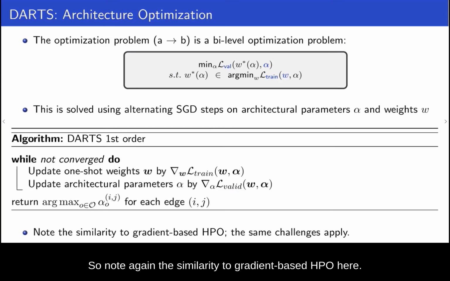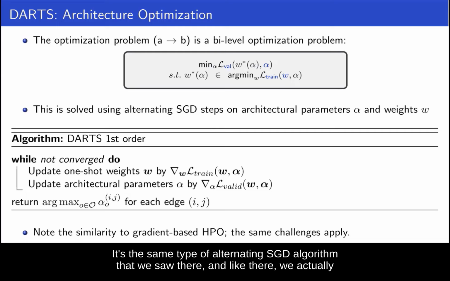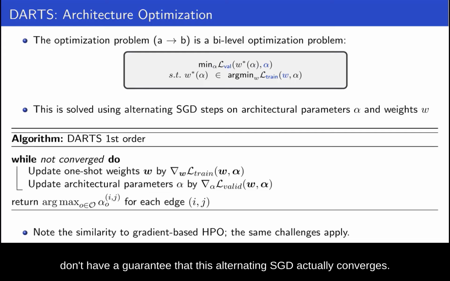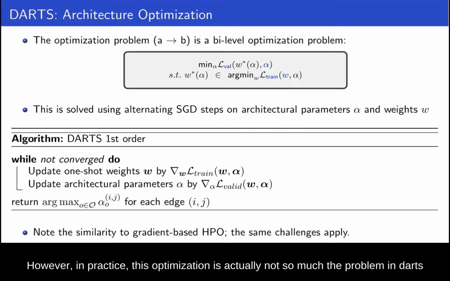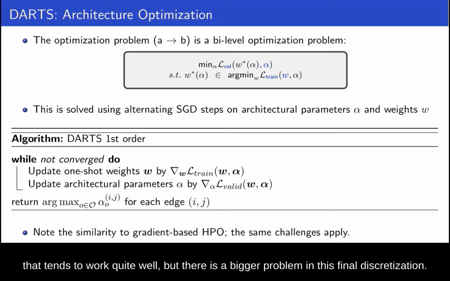So note again the similarity to gradient-based HPO here. It's the same type of alternating SGD algorithm that we saw there. And like there, we actually don't have a guarantee that this alternating SGD converges. However, in practice, this optimization is not so much the problem in DARTS. That tends to work quite well. But there is a bigger problem in this final discretization.